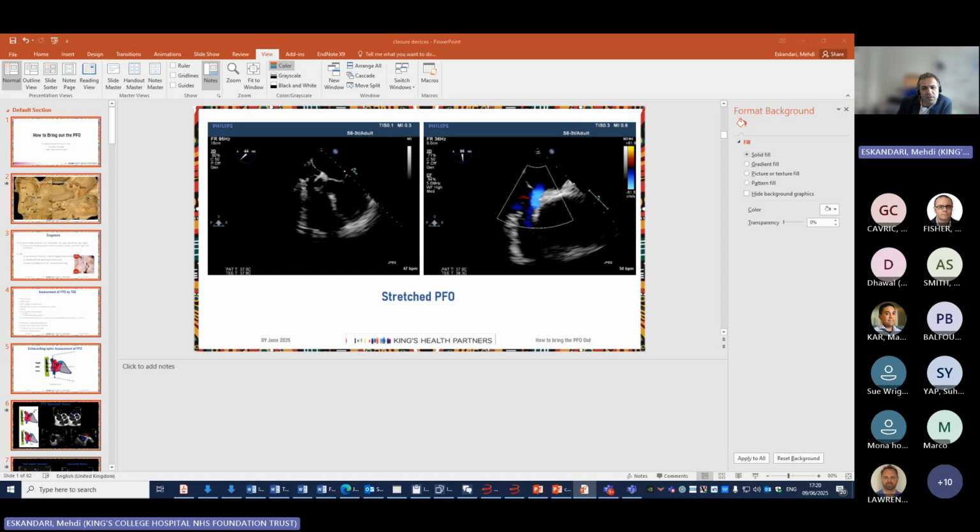Sometimes the PFO is so-called stretched, and the color Doppler comes as if there's ASD, but that's essentially where you have a really big PFO. This is a case from like 5 or 6 years ago, and as you can see, the images are a bit not usual images. This was done on a nasal probe because the patient had issues with their esophagus.